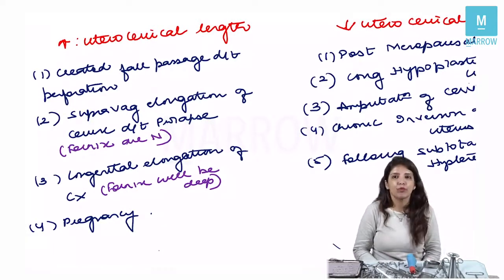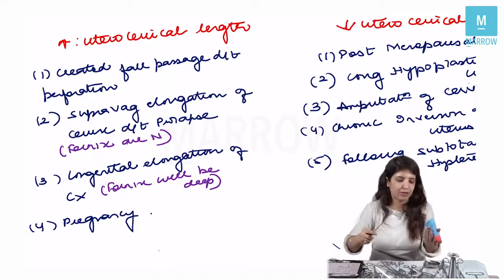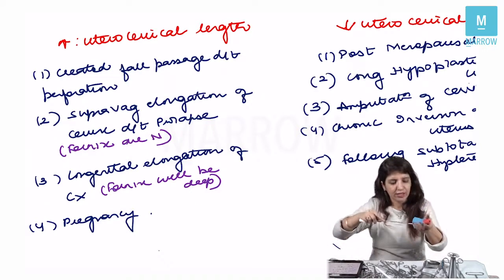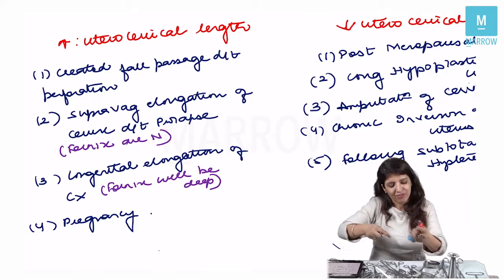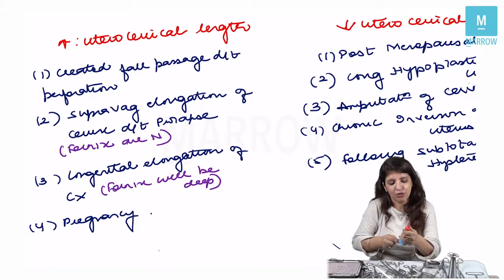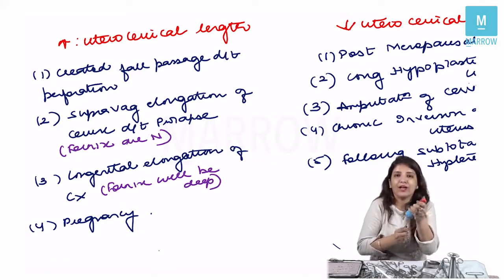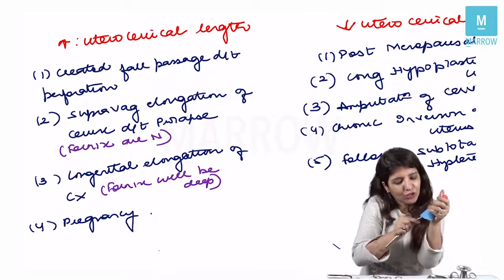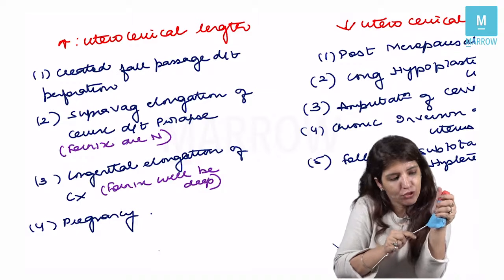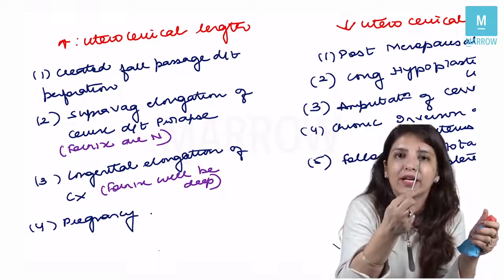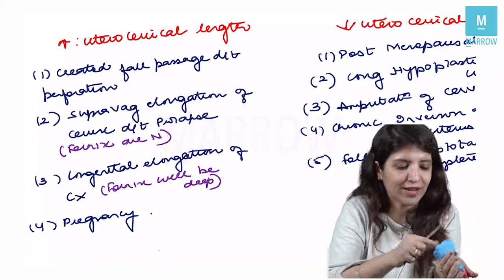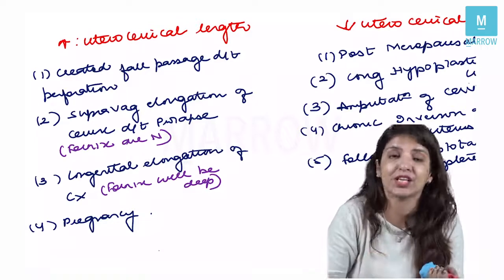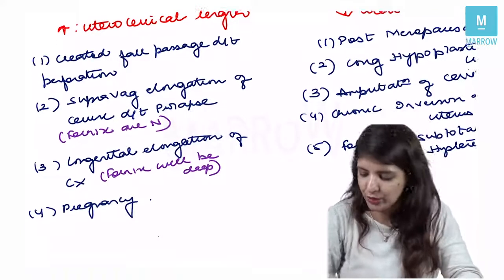increased? So suppose if perforation has happened, so suppose I am inserting this sound and this sound perforates the uterus. Now, in that case, I'm going to get the length of the uterus very big. I'm going to measure the length. I'm going to say, oh, this is so big length. So that means uterocervical length can be increased if there is perforation of the uterus.